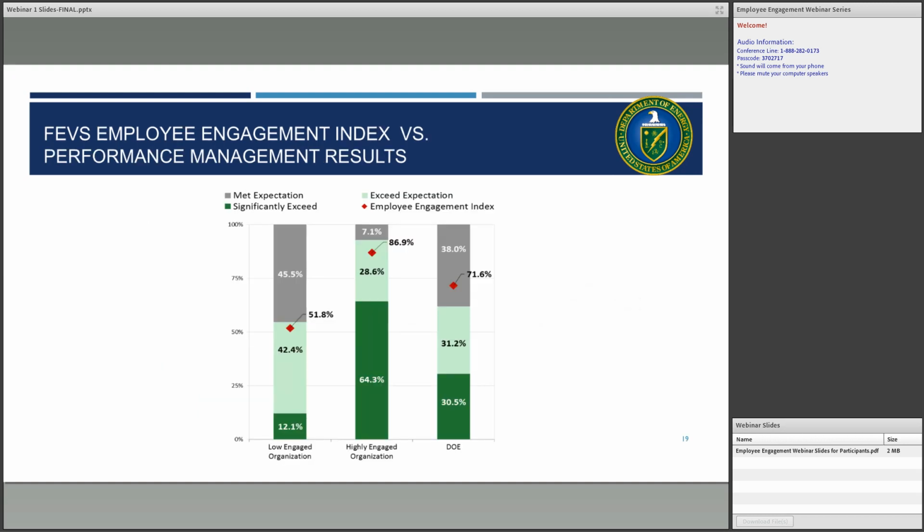In this stacked bar graph, we represent employee performance results. In this highly engaged organization, 64% rated significantly exceed, while only 12% rated significantly exceed in this low engaged organization. Again, that is more than 400% in difference. So these are the 3 areas we are able to measure and align with Gallup analysis.